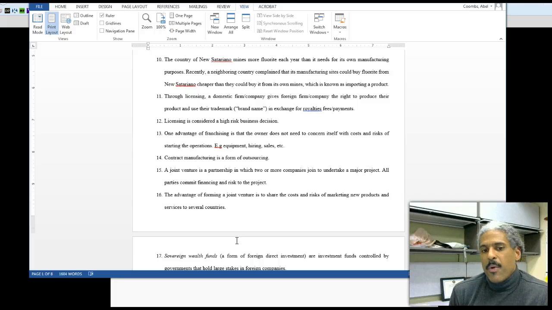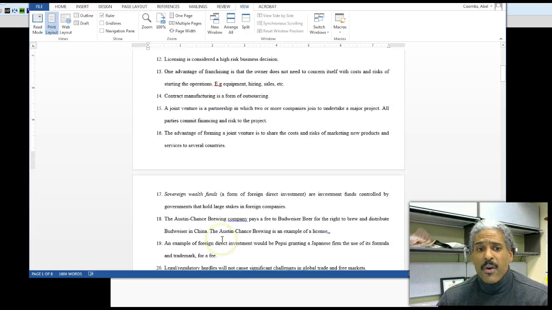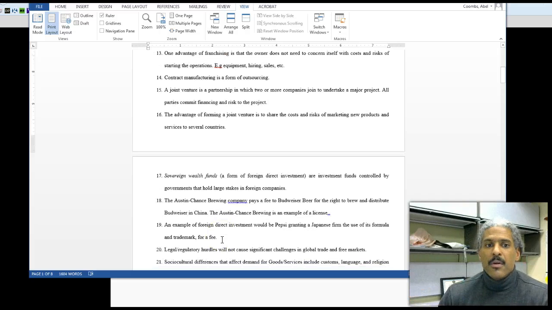15. A joint venture is a partnership in which two or more companies join to undertake a major project. All parties commit financing and risk to the project. True. Joint financing, in the very word, joint, together.